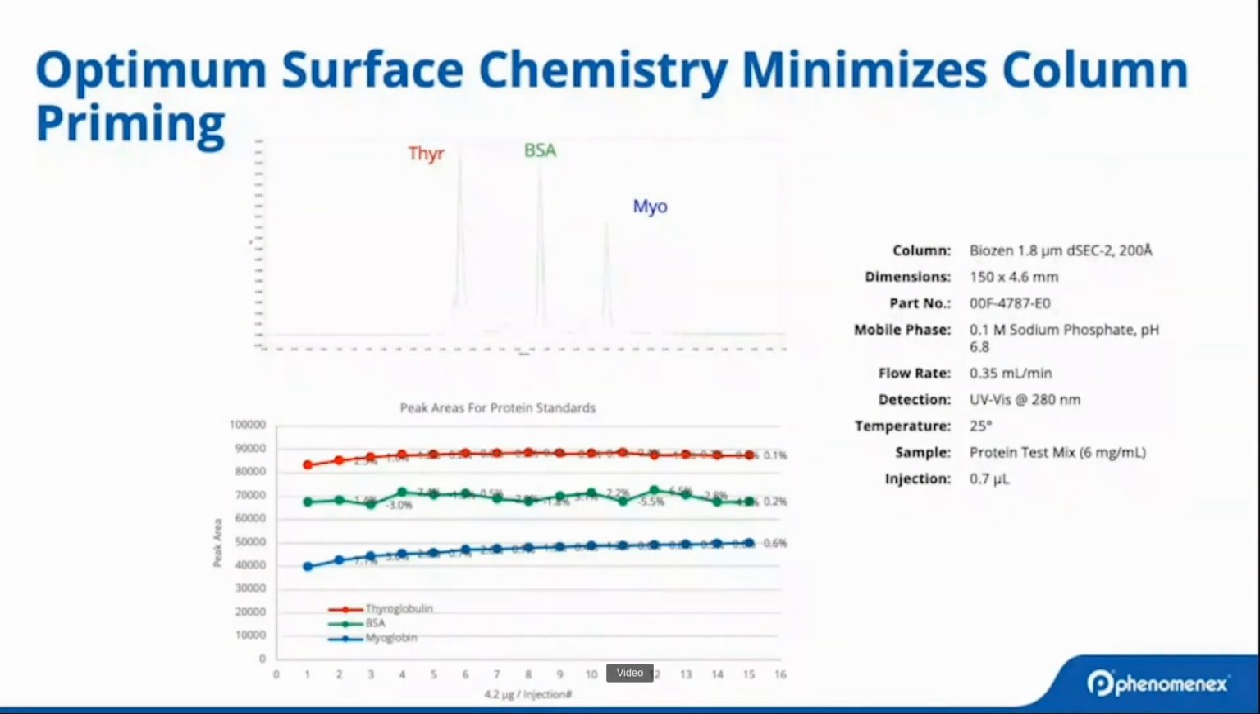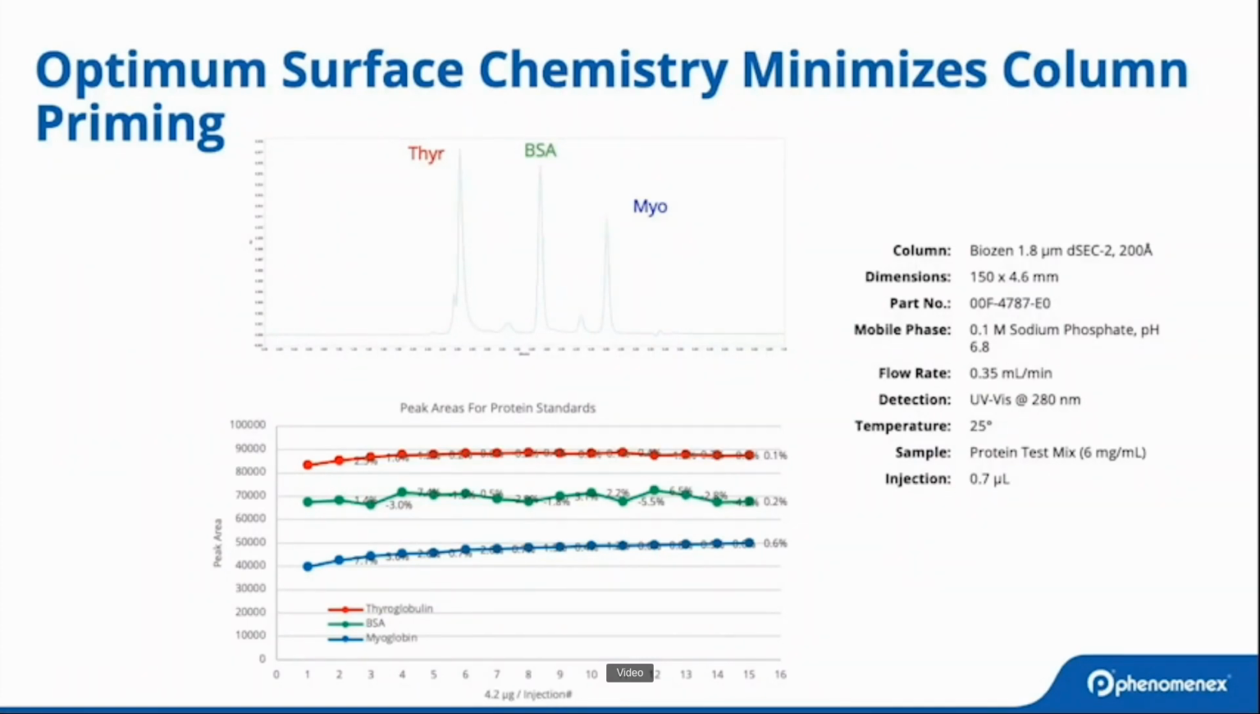One way to measure protein inertness is by measuring the protein recovery after injections of a protein standard. And here we're showing the overlay of a 4.2 microgram injection onto a freshly packed DSEC2 column. Essentially, from first injection to the last injection, we see negligible absorption of the proteins.